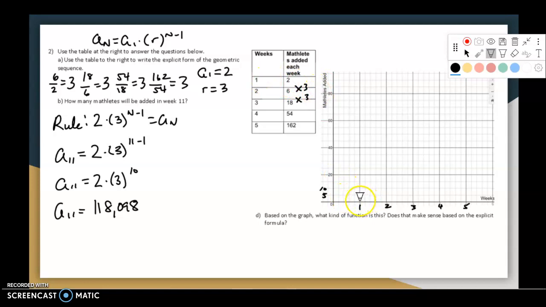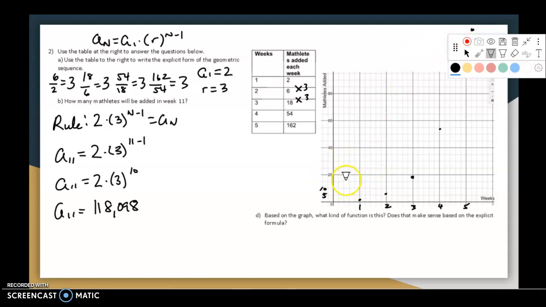In week 1, there are 2 mathletes. So we're going over to 1, up 2. So just barely above 0. Over to 2, up 6. So above the 5 there. Over to 3, up 18, up to here. Over to 4, up 54. So let's see. That's 40, that's 60, so this is 50, 54. And then over to 5, we'd have to go up 162. That's way higher. That would be way up here somewhere at the top of the slide.